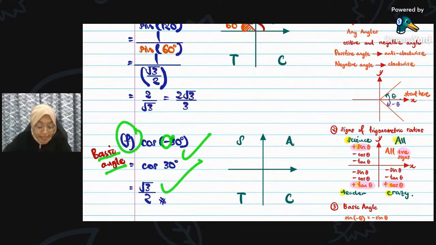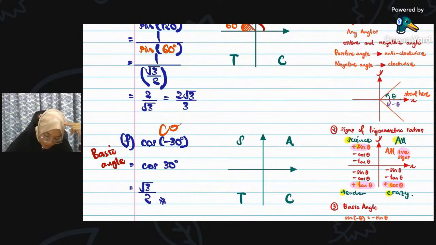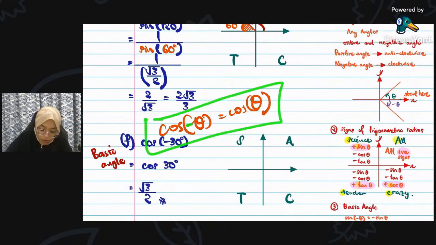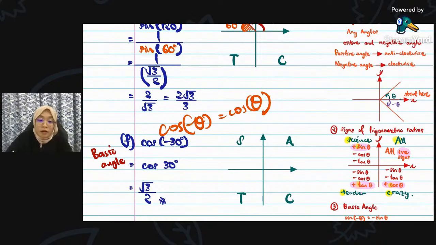We don't have to bring it because cos theta equals cos theta. Cos negative theta is actually positive theta inside, so nothing to worry about, just put positive. Just put 30 degrees, then done. Cos 30 degrees is square root 3 over 2. That's it. No need to use the all sin tan cos diagram because the number is small already.